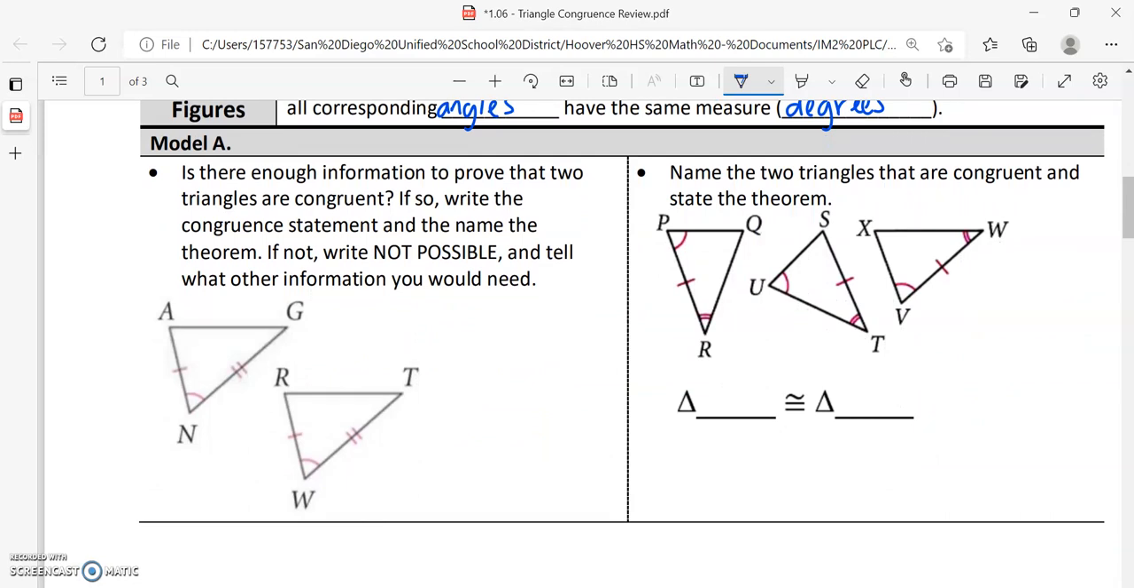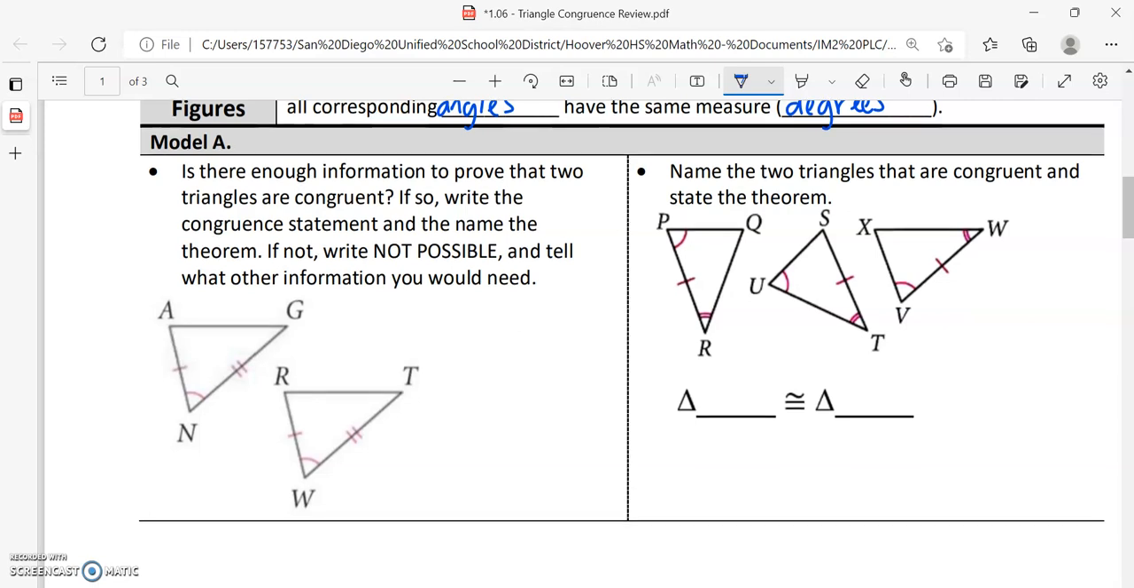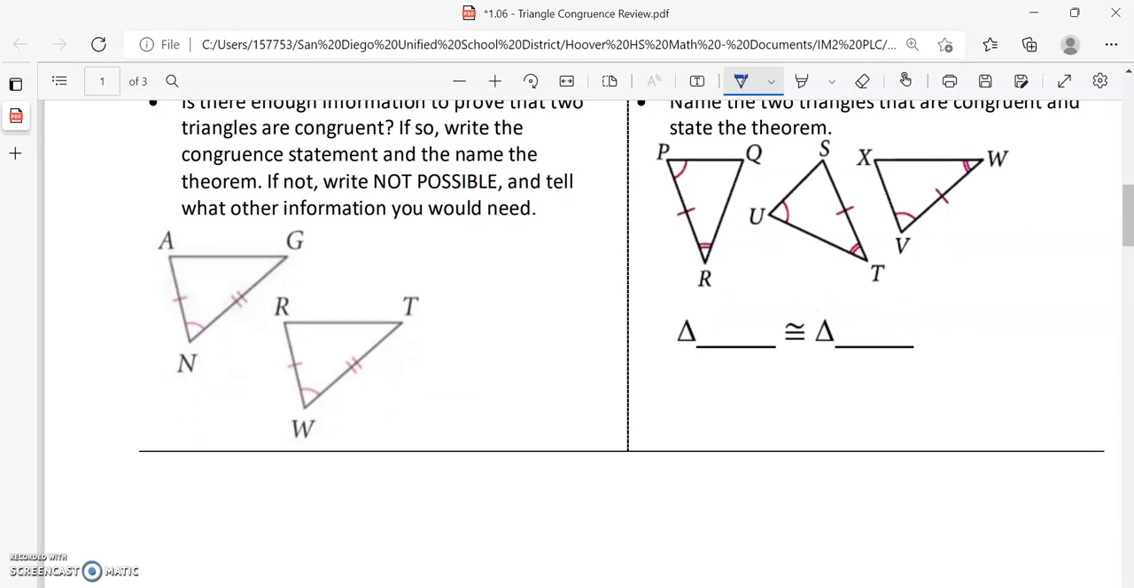Let's look at Model A to talk about how to do this one. So it's first asking, is there enough information to prove that the two triangles are congruent? If so, write the congruence statement and the name of the theorem. If not, write not possible and tell what other information you would need. So looking at these two triangles, I have ANG and RWT. A to N, R to W, those are equal or congruent sides. Then NG, WT, also equal or congruent.